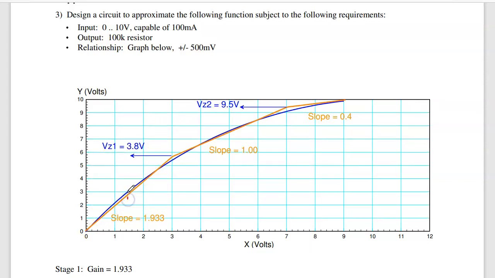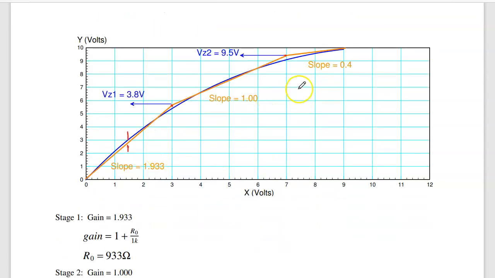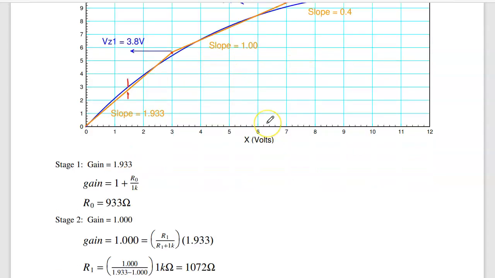So I want this distance, when I deviate, to be less than 0.5 volts. As soon as I deviate by more than 0.5 volts, like right here, add a new line. When that deviates by more than 0.5 volts, add a new line. When I'm done, I've got 3 different line segments. These corners are where the Zener diode turns on. So one Zener turns on at 3.8 volts. The second one turns on at 9.5 volts.